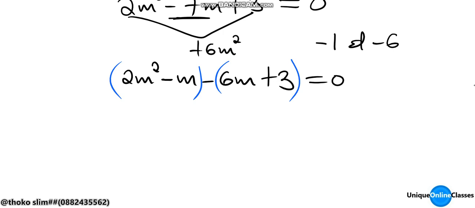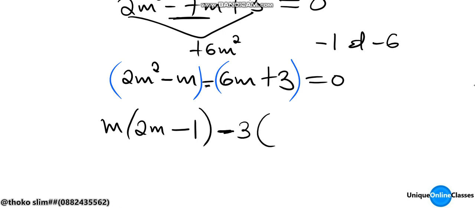When grouping, we should find the common factor in each bracket. So first bracket, that's m, and m into 2m square, that's 2m, then minus m into m, that's 1 here. We have negative sign, our negative sign here. And the common factor, that's 3 into 6m, it's 2m, then negative and the positive 3m, that will be negative 1 here is equal to 0.